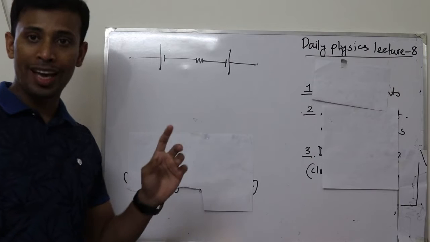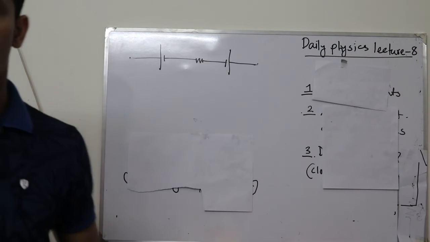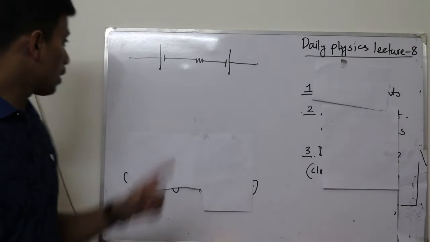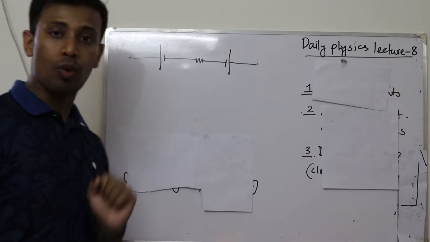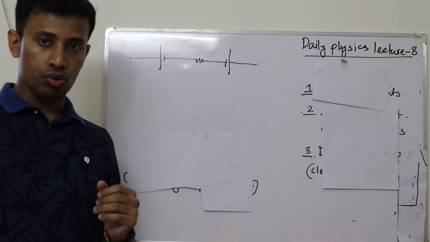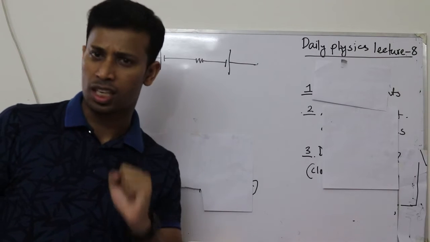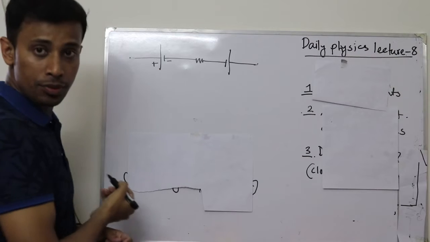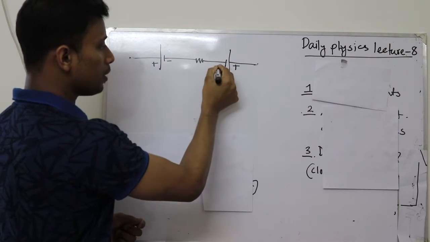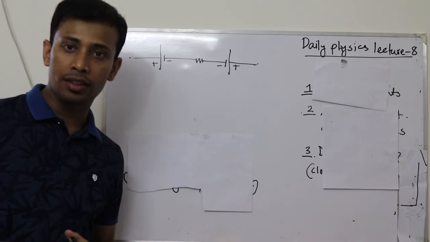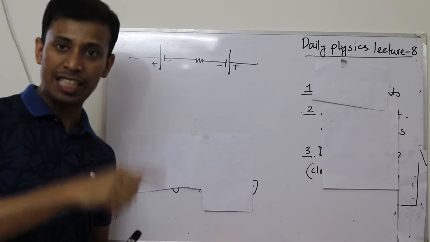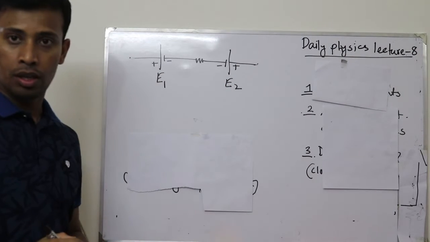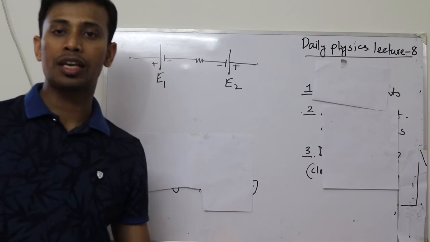Now here we have 2 cells and 1 resistance. We do know the direction of the cells, because this side is positive and this is the negative side, and this is the positive and this is the negative side. So we can identify the direction of the EMF for each cell. Suppose this is E1 and that's E2. Now, in which direction will the current flow?